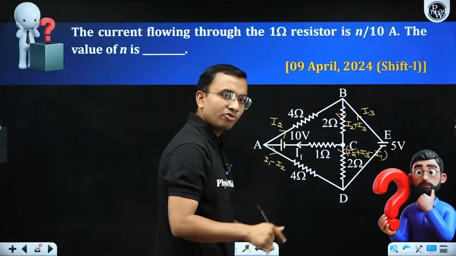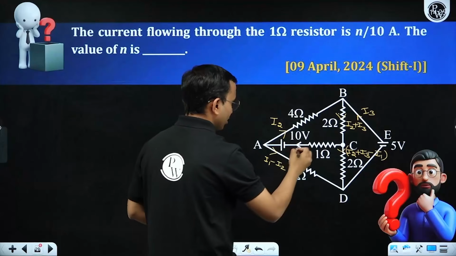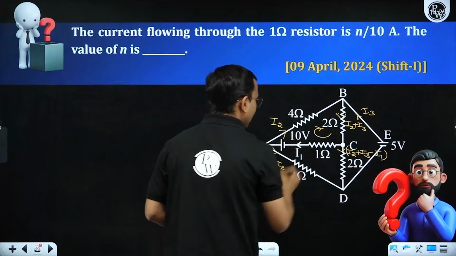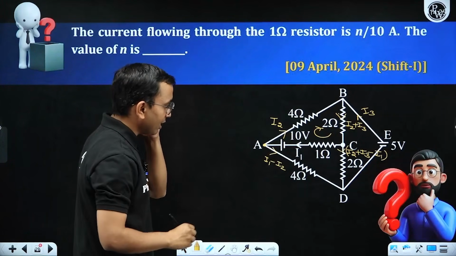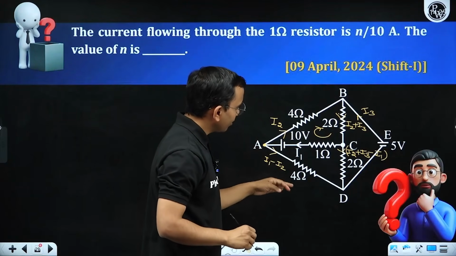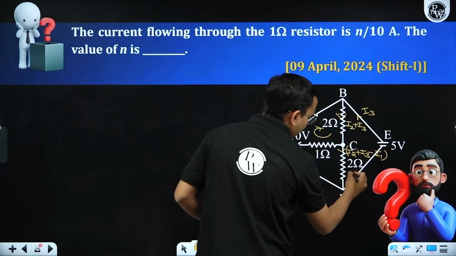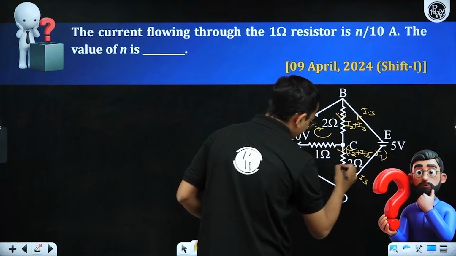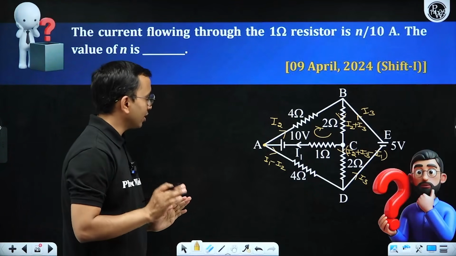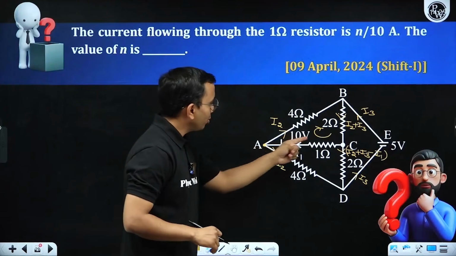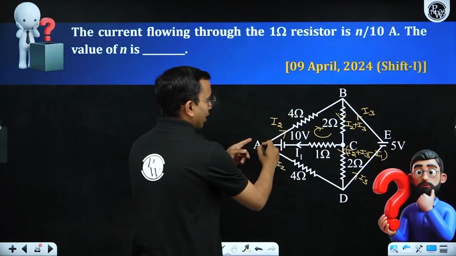Now moving in the loops, writing the equation. I will move in this loop, write the equation. Let us start from point A. Let us check if I did any mistake here in writing. This is I3 as well. I hope everything is fine. Okay, in this loop, I am starting from point A.